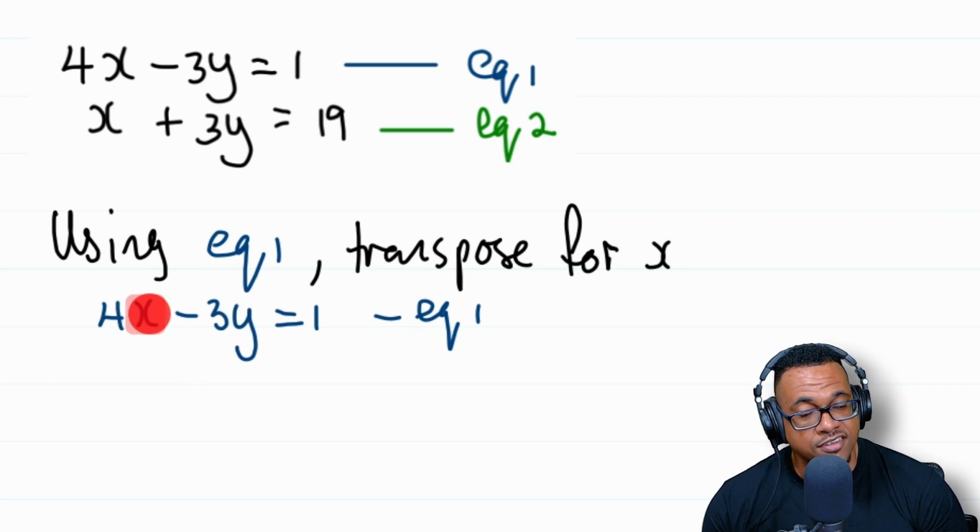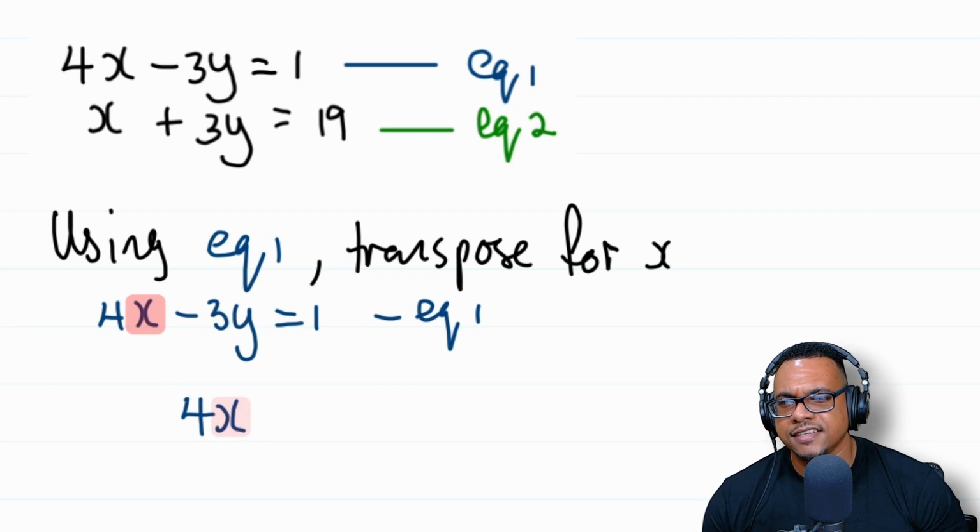So I'll leave the x on the left-hand side. So we'll start by transferring the negative 3y across. So by now, we should know that when we transfer this negative 3y across, it will turn to positive 3y. So we'll have 4x is equal to 1. The 1 remains here. And the negative 3y is coming across and will turn positive 3y.